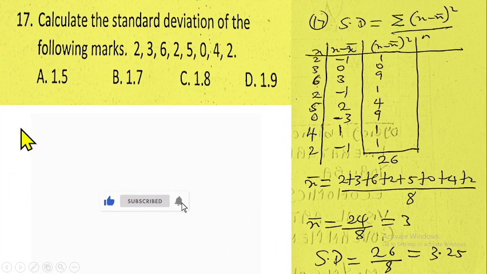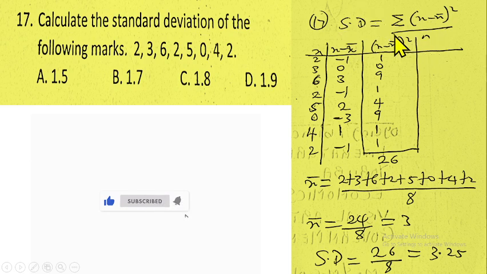Question number 17. Calculate the standard deviation of the following marks: 2, 3, 6, 2, 5, 0, 4, 2. We have to find the standard deviation of it. So what you need to do is to tabulate this set of data: 2, 3, 6, 2, 5, 0, 4, 2.